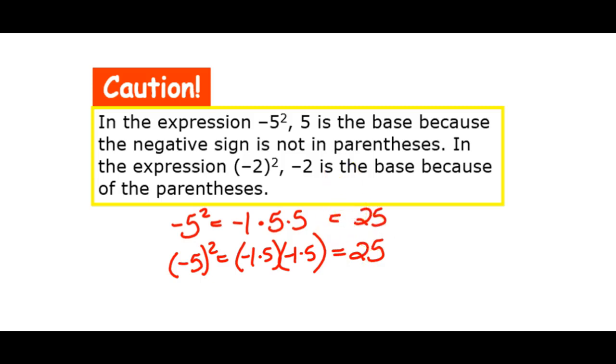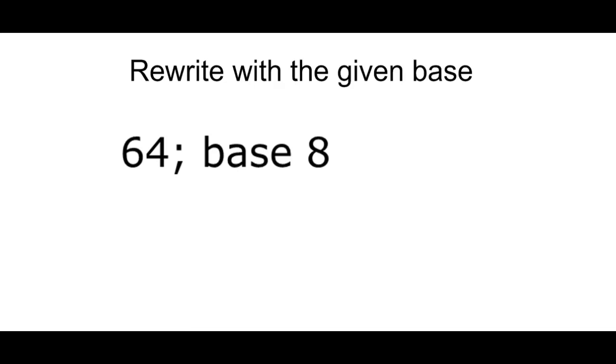The graphing calculators that we use in class know the order of operations and they know the difference. So whenever you're substituting a value in for a variable, if it's negative, you should always include the parentheses. All right? In this problem, I'm asking you to rewrite it with the given base. So basically, I'm asking you, 64 with a base of 8 is 8 to the what power gives me 64?